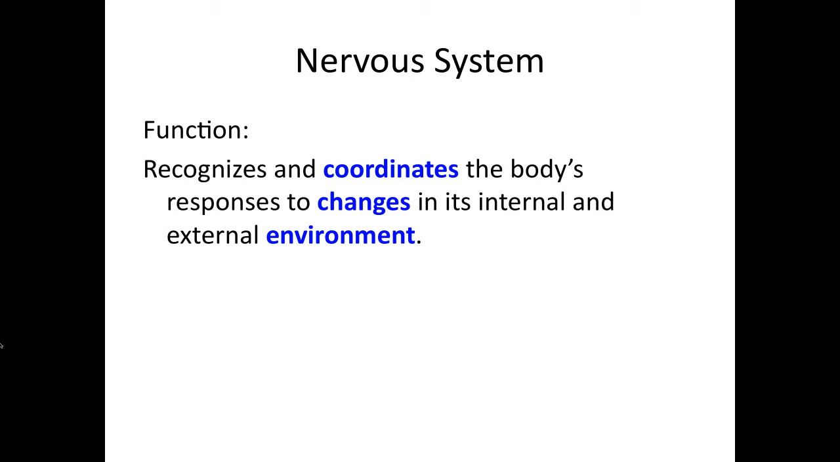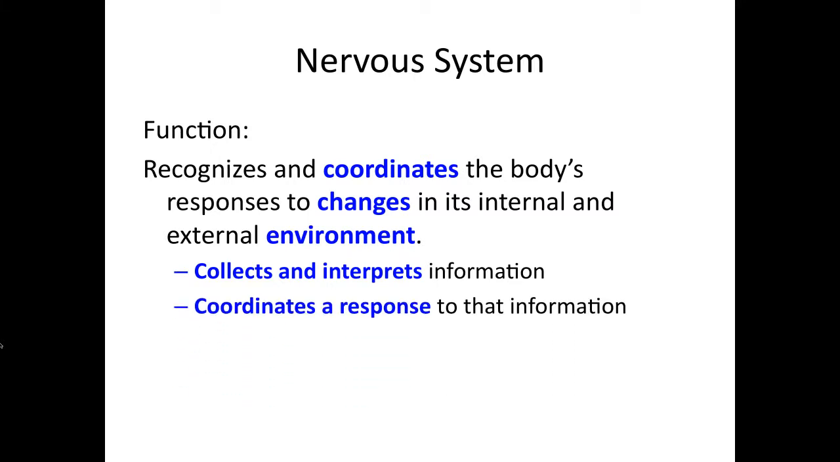The nervous system is responsible for recognizing and coordinating the body's responses to changes in its internal and external environment. So that means when anything's changing inside of our body or on the outside, our nervous system is how we respond to those changes. So if I put my hand over a hot stove, my nervous system is going to detect that change in temperature and send a signal so that my hand can move quickly away from the stove. So it's going to first have to collect and interpret that information and then coordinate a response to that information. So again, collecting the information and then coordinating a response.